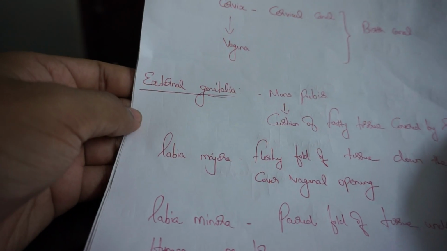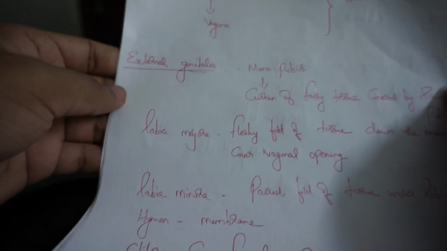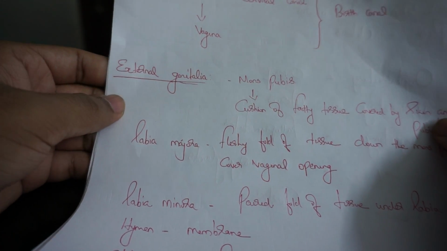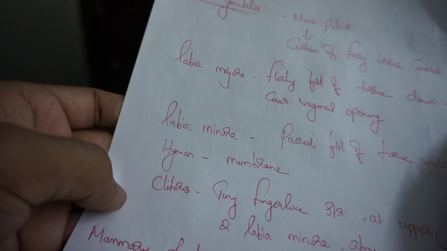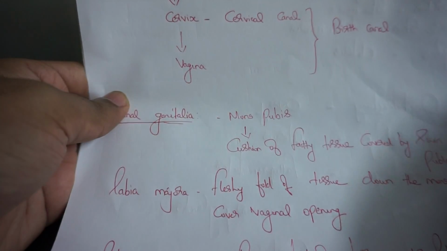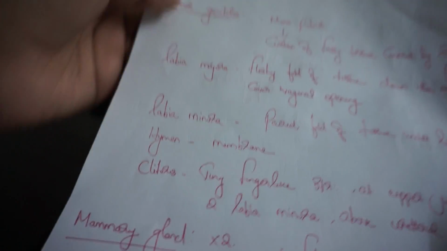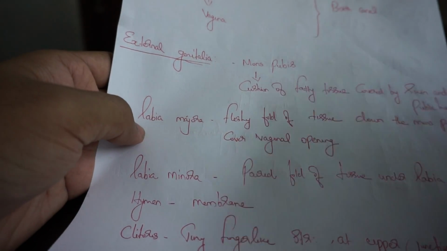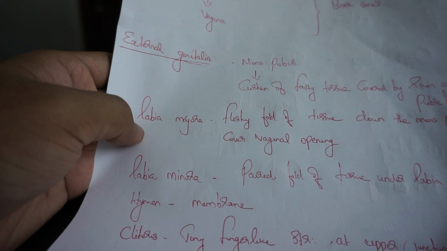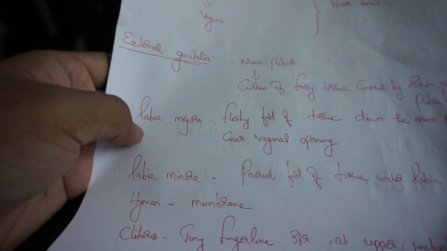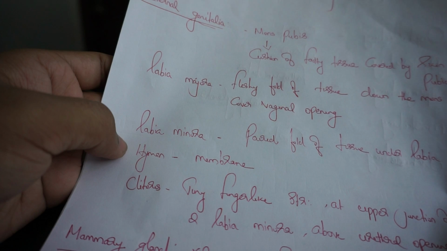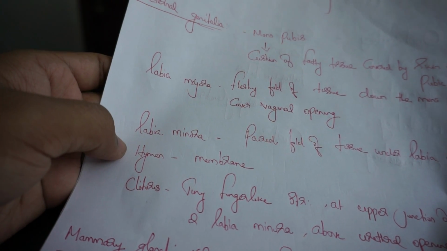Now coming to external female genitalia. The external female genitalia consist of mons pubis, labia majora, labia minora, hymen and clitoris. The mons pubis is a cushion of fatty tissue which is covered by skin and pubic hair. Just below the mons pubis is the labia majora, which is a fleshy fold of tissue that covers the vaginal opening. Now you have the labia minora, which are a paired fold of tissue under the labia majora.